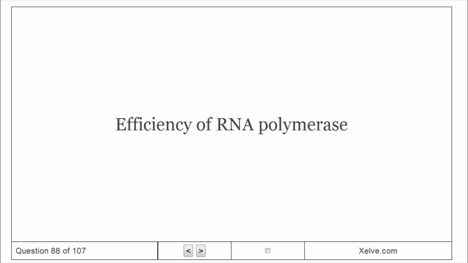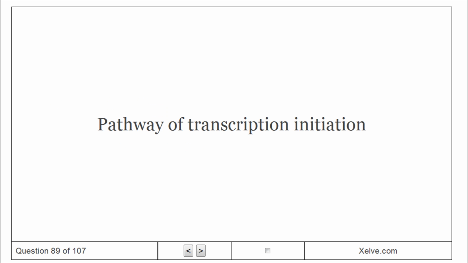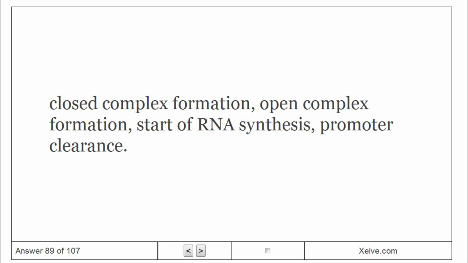Efficiency of RNA polymerase is determined by consensus sequences, spacing between them and the distance from the transcription start site. Pathway of transcription initiation: closed complex formation, open complex formation, start of RNA synthesis, promoter clearance.